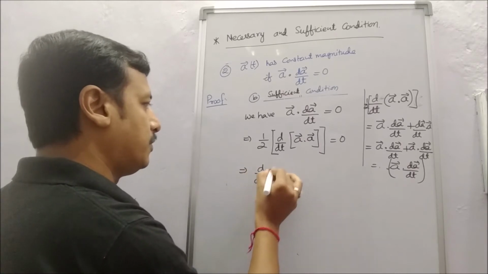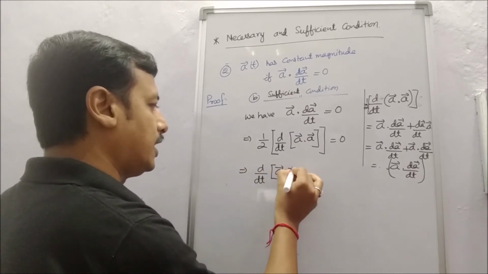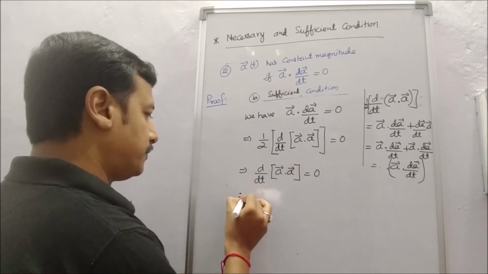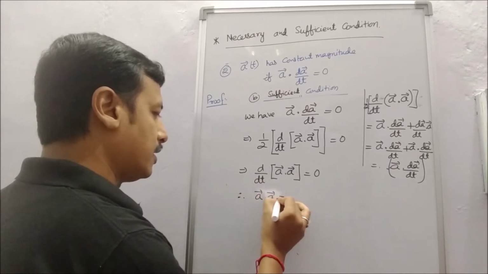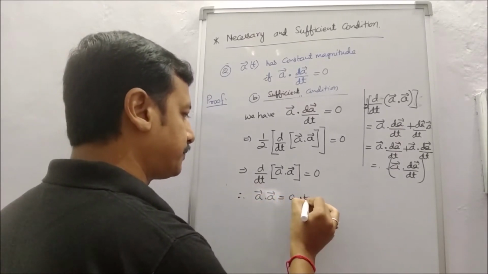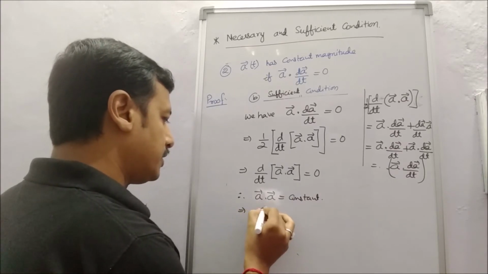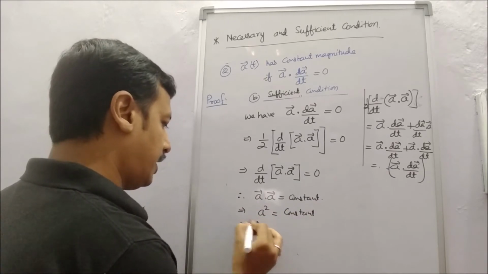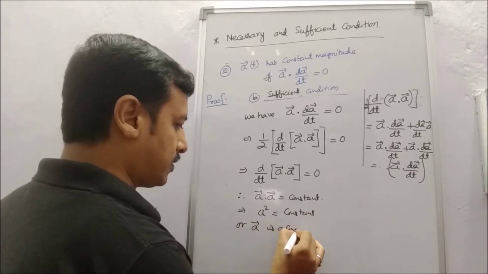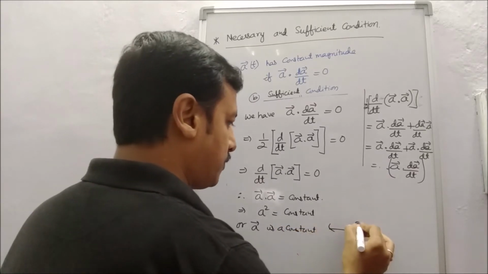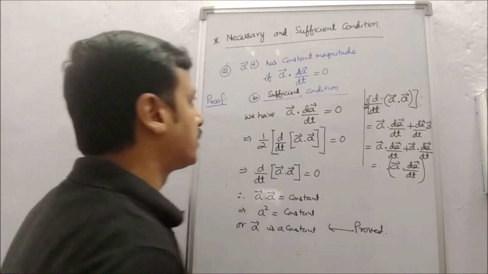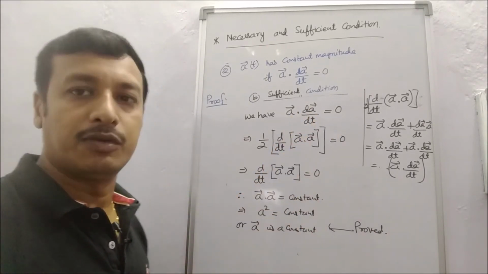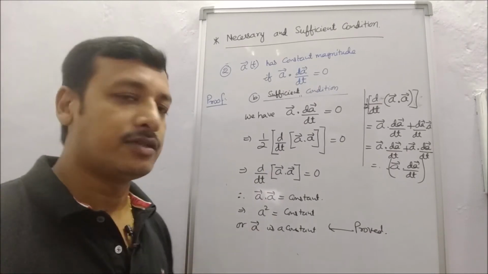In the next part, d/dt of A dot A is equal to 0. Therefore, A dot A is equal to a constant. A dot A is equal to A square, which is constant, so the magnitude of vector A is a constant. So the sufficient condition of the second part is proved: if A dot dA/dt is equal to 0, then vector A has constant magnitude.